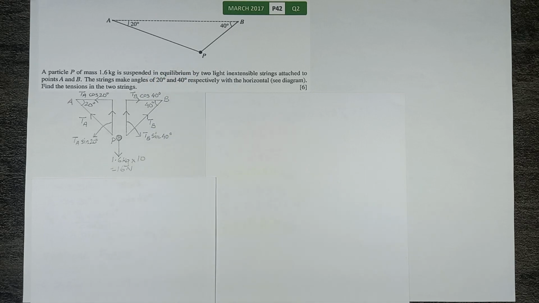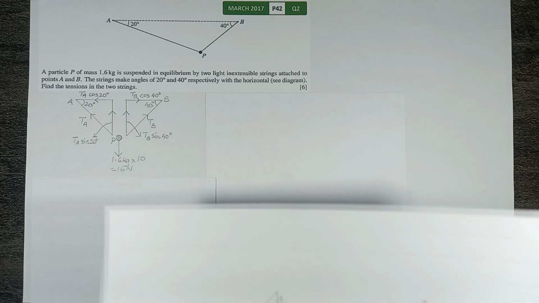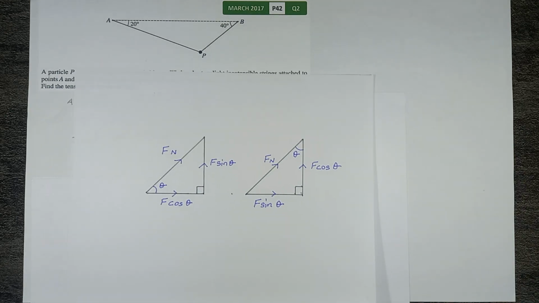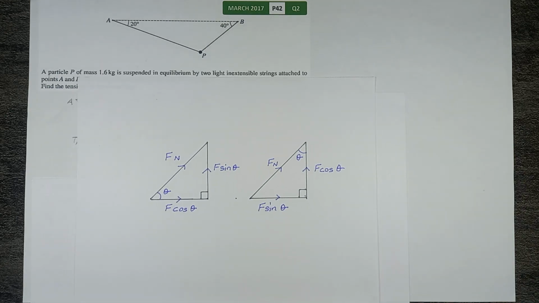Equilibrium means the opposite forces are equal, that means the opposite horizontal forces are equal and opposite vertical forces are equal. For that we have to split up the diagram into horizontal and vertical components. But before that, we should understand what the horizontal and vertical components are.